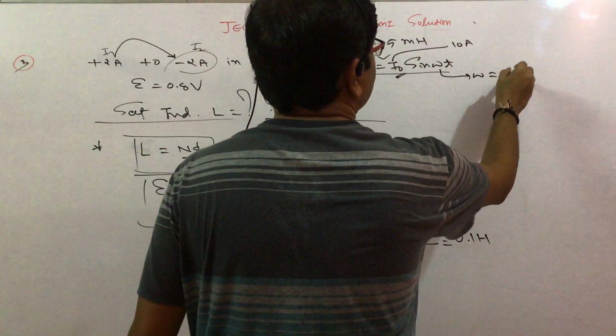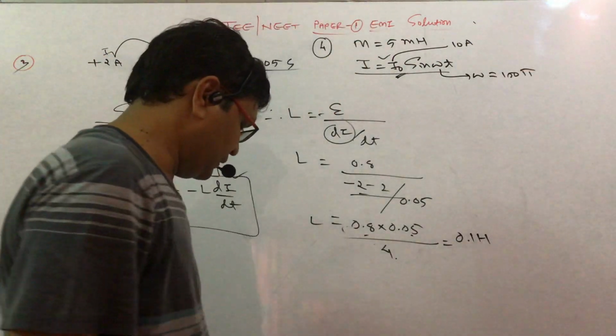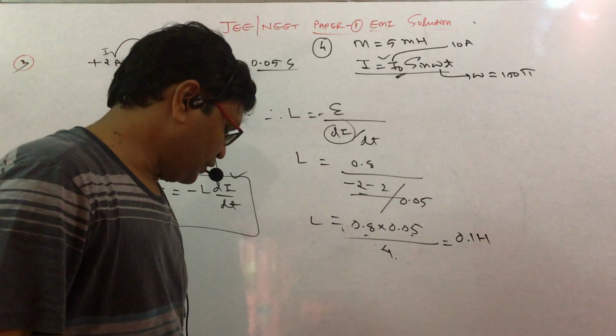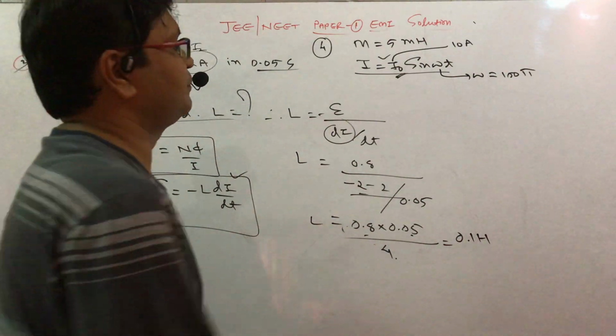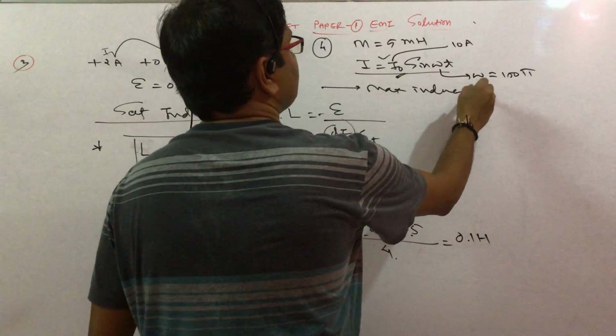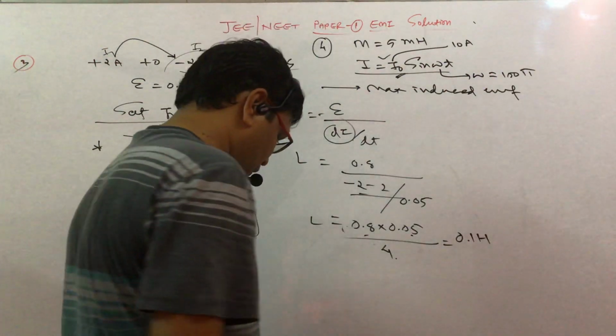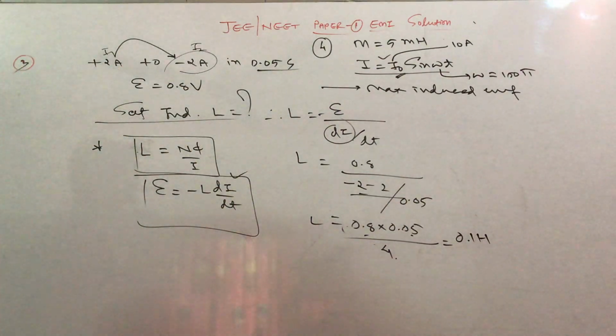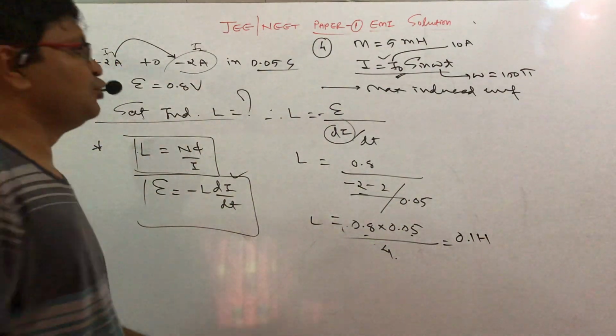This omega is 100 pi radian per second. Then what is the question? Then the value of maximum induced EMF. Catch the wording: the maximum induced EMF in coil number 2. That's your target.